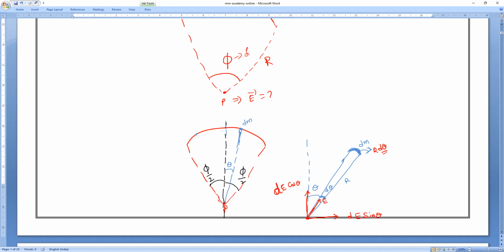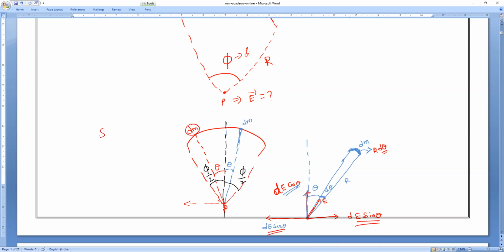Now in the same way, I am taking a symmetrically opposite dm mass on this side, also making a theta angle. So if I check this one, here also it will make two components. What are the two components? X component and another one is Y component. So again the X component will be dE sin theta, and the opposite one is dE cos theta. Now if you observe very carefully, this is also dE sin theta and dE cos theta.